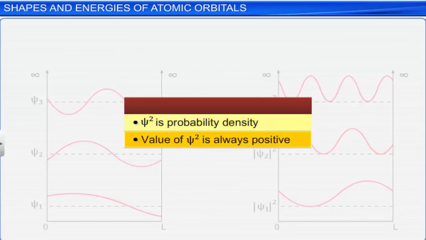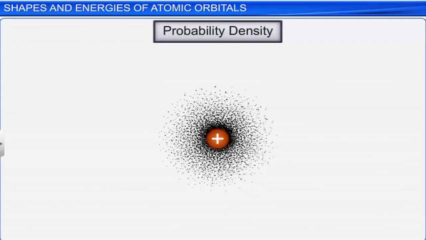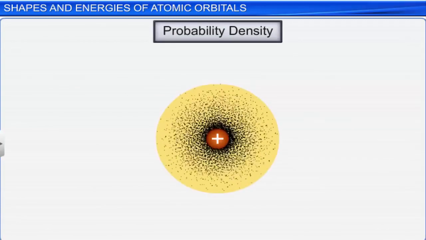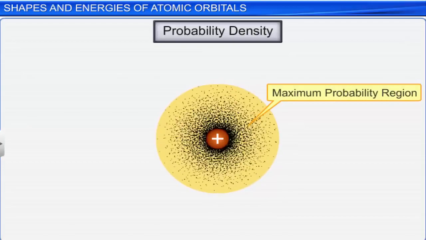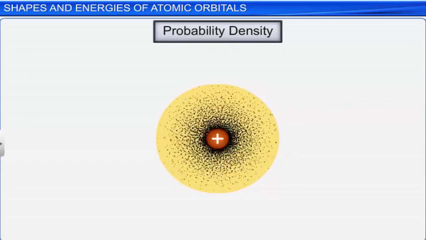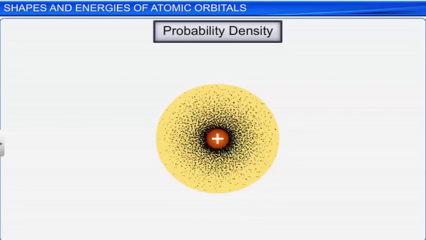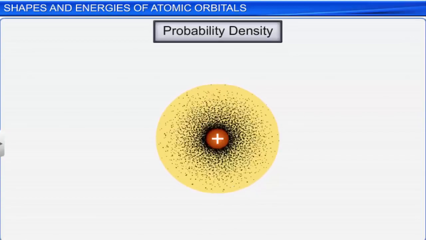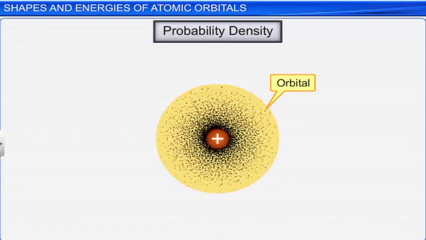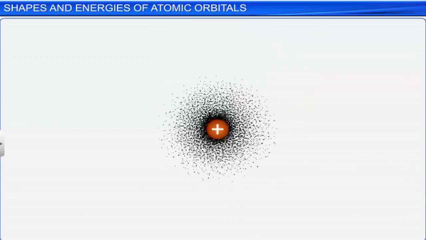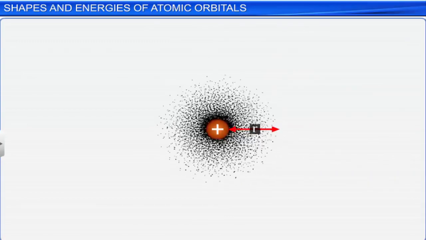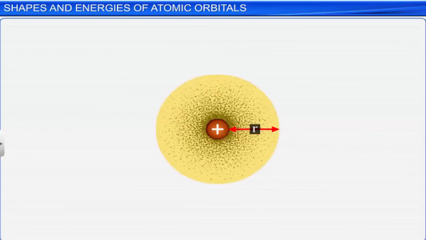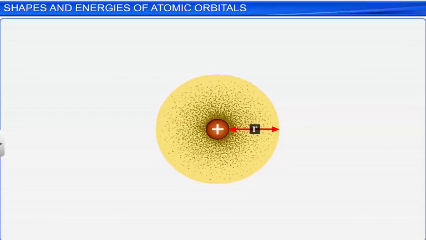and is always positive. By finding the probability density at different points in an atom, one can predict the region of space around the nucleus, within which the probability of finding the electron is the maximum. This three-dimensional space around the nucleus, where the probability of finding the electron is maximum, is called an orbital. The probability of finding an electron is a function of distance r from the nucleus. The probability of finding an electron at a distance from the nucleus is called radial probability distribution.